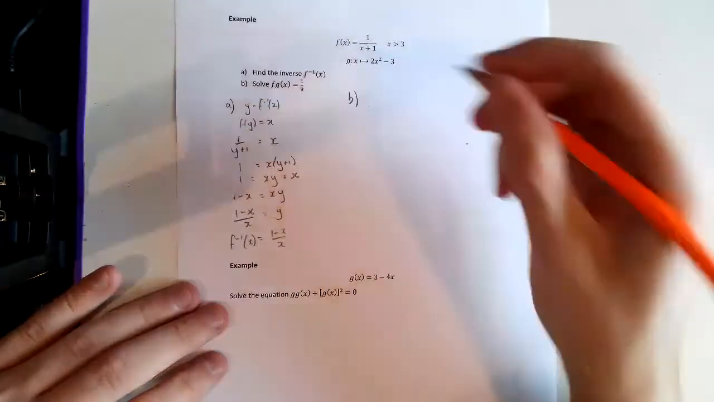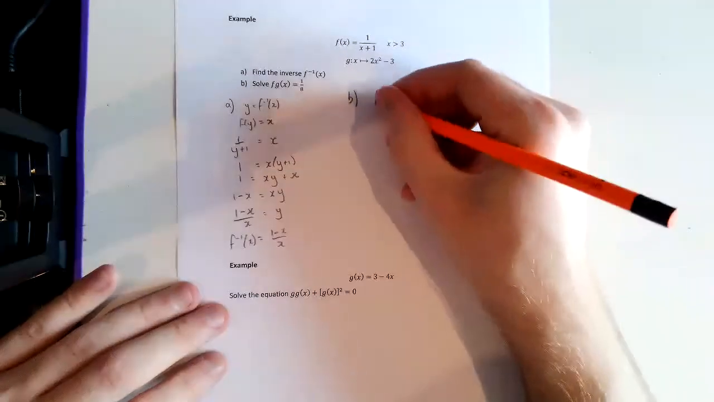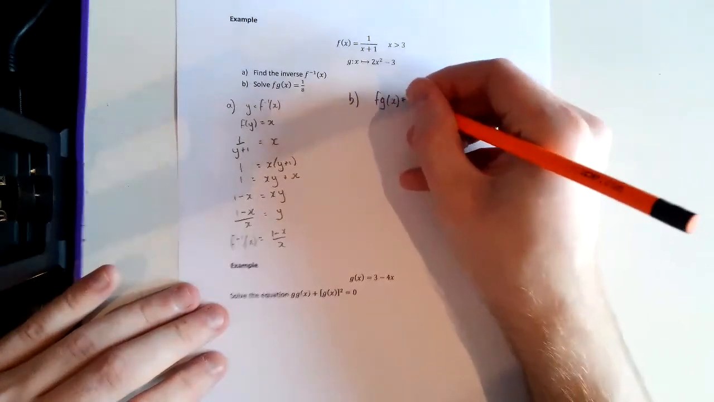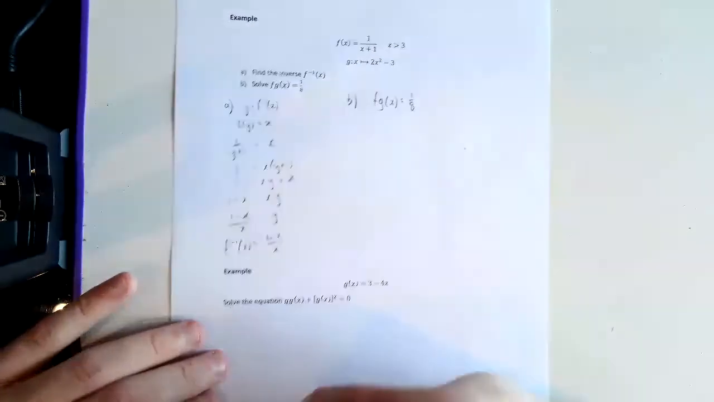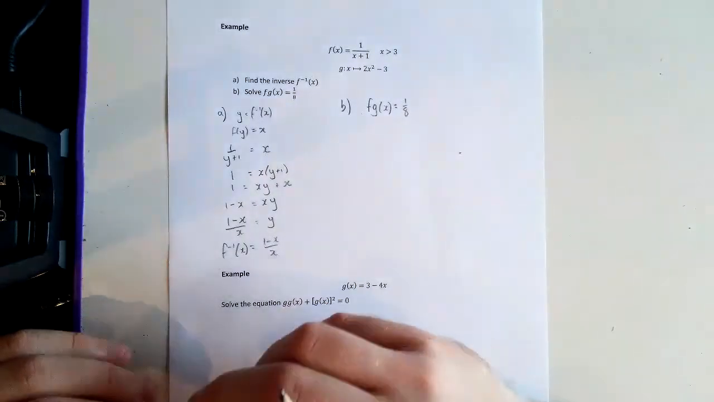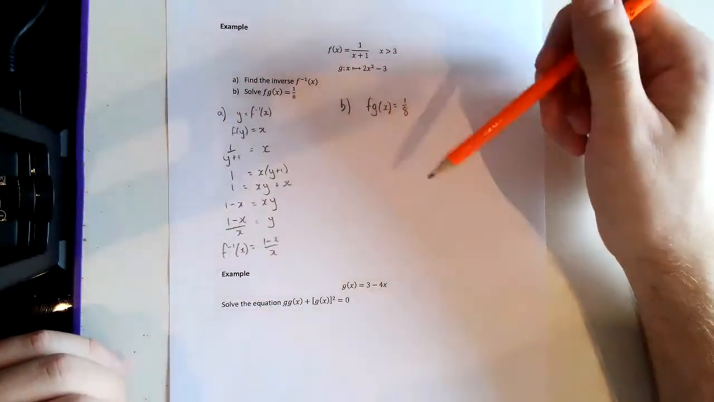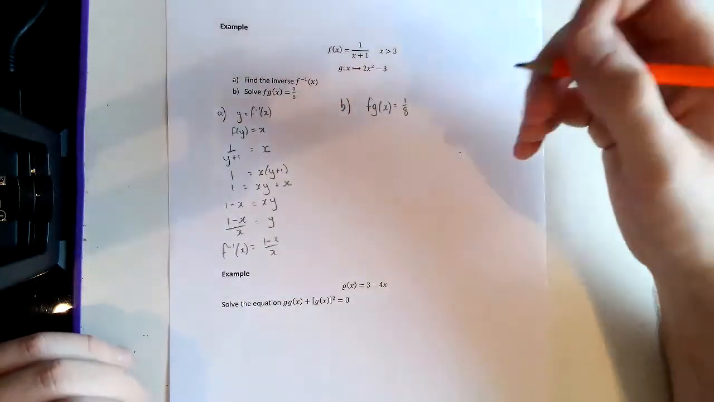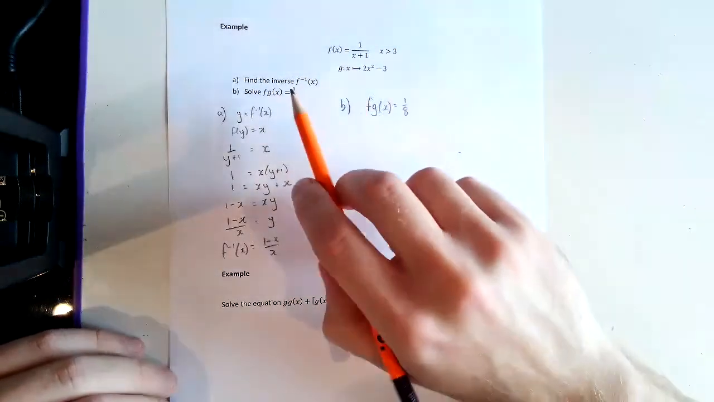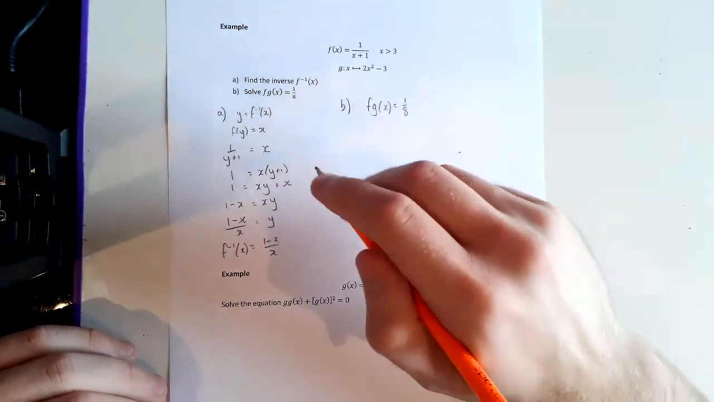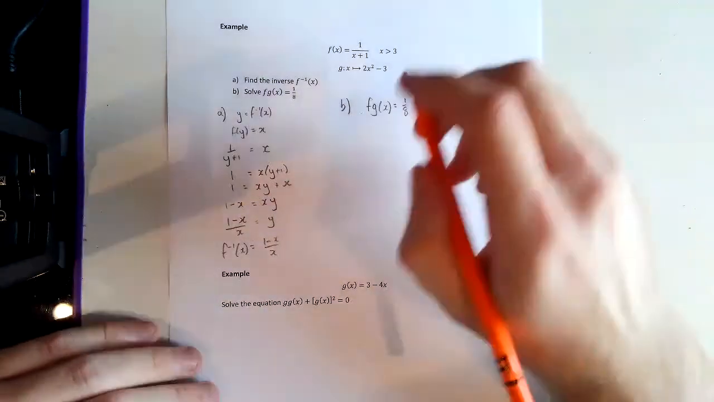Okay, then part B. Solve f g of x equals 1 over 8. Now I remember this exam question. I remember speaking to all my year 13s afterwards, and they said, oh well, I just subbed g into f, made it equal 1 over 8, and then solved it. Instead, however, they just got us to work out the inverse. Let's see if we can use that.